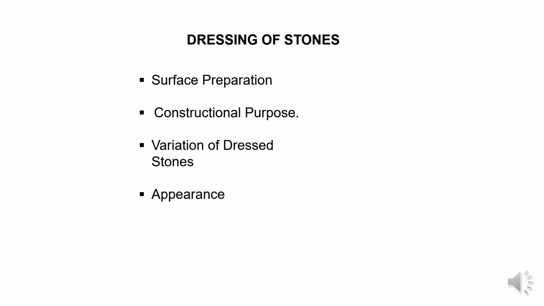Appearance for dressing of stone means good looking of stones. They are better in appearance than the natural stone as obtained from coring and blasting. Stones in masonry work are to be provided for horizontal and vertical joints in the masonry.